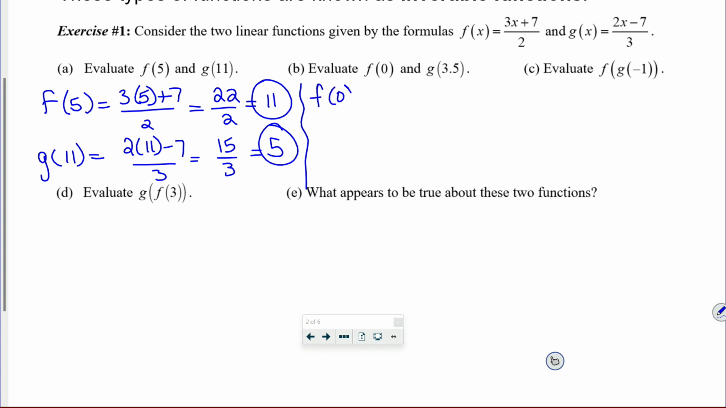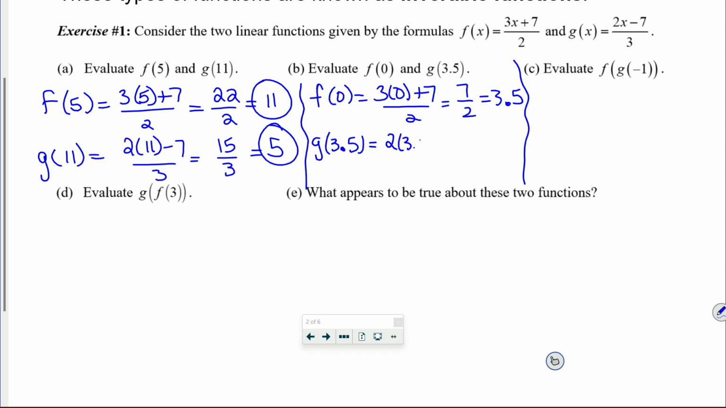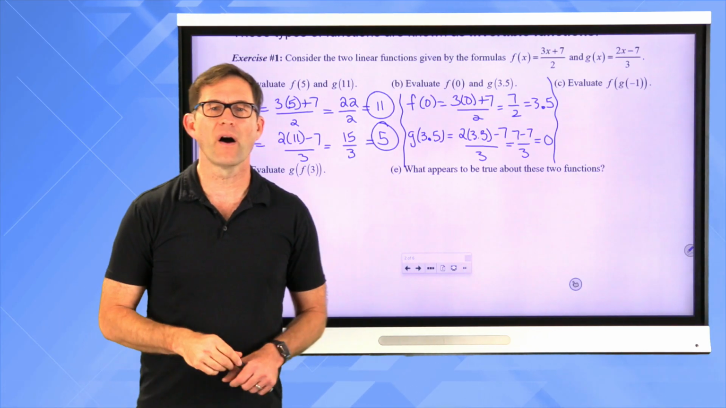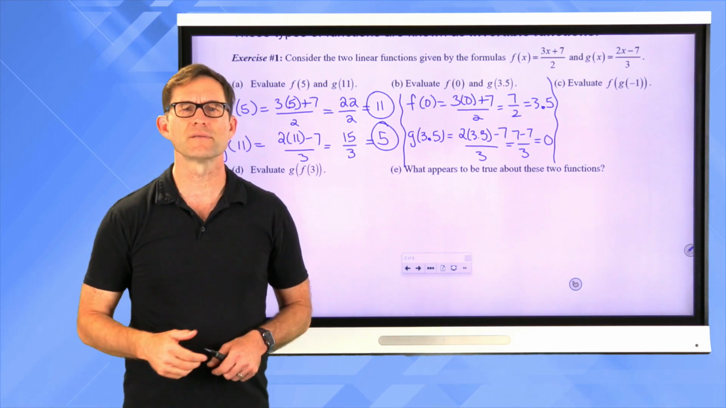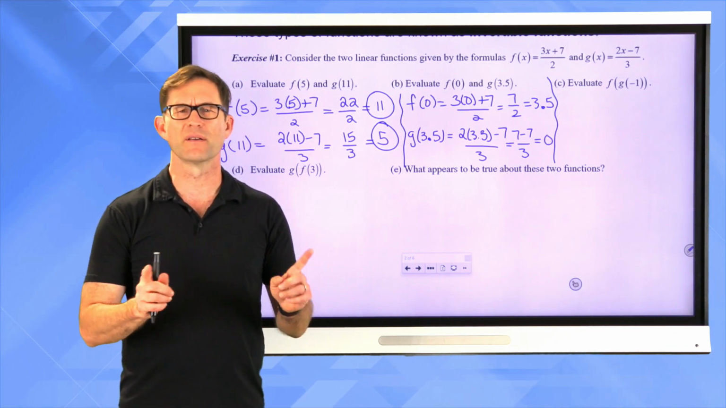f of 0 is 3 times 0 plus 7 divided by 2. That's going to be 7 divided by 2, and that's actually 3.5. All right, and g of 3.5 is 2 times 3.5 minus 7 all over 3. And that's 7 minus 7 all over 3. And that's 0 divided by 3, and that's 0. So f of 0 is 3.5, and g of 3.5 is 0. Also, something seems a little bit odd there.